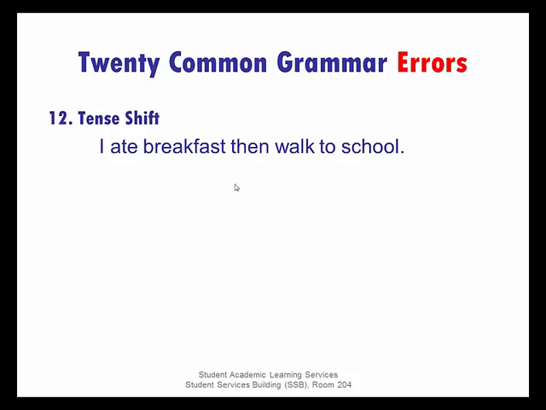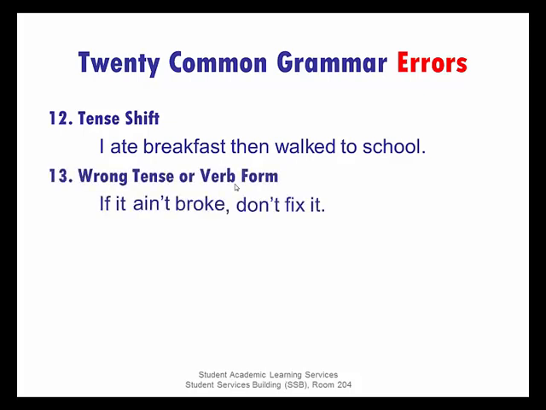Number 12, tense shift. I ate breakfast, then walk to school. If you notice the two verbs here, ate and walk, ate is in past tense and walk is in present tense. So we have to make sure that all the verbs in the sentence match in tense. So in this case, we'll change walk to walked, and now we have the whole sentence in past tense. I ate breakfast and walked to school.